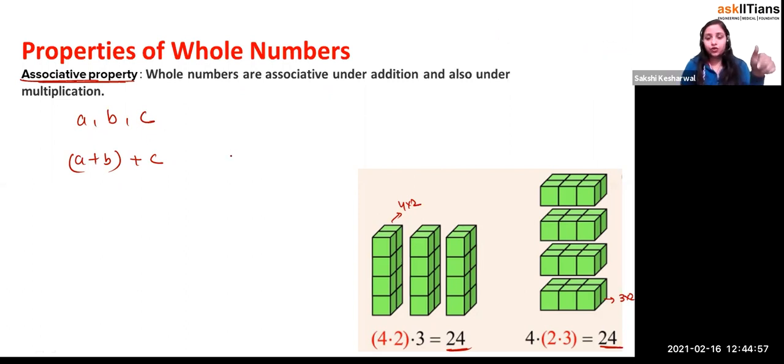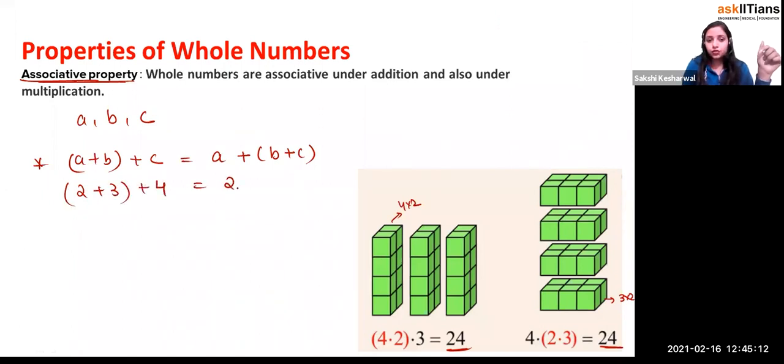A says, okay, I want to be friends with B first, right? So he leaves A behind and he says that B plus C, right, are the same. Yes, they have to be the same, right? So I'll give you an example like 2 plus 3, right? And this is equals to 4, right? Is it equals to what?